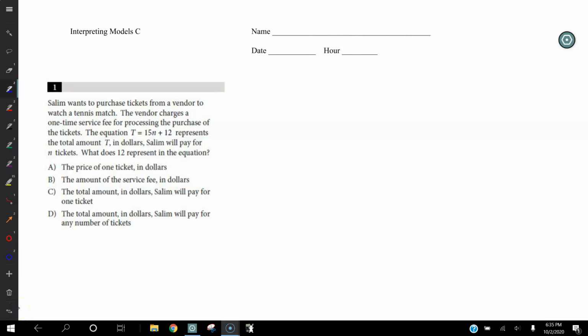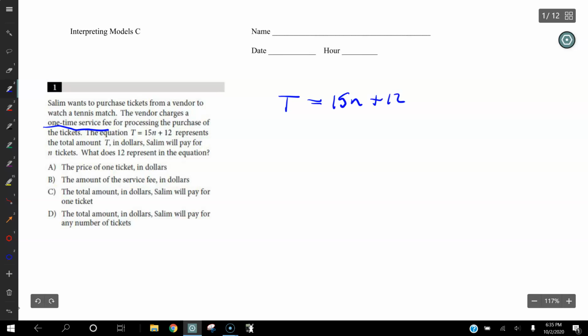All right, Salim wants to purchase tickets from a vendor to watch a tennis match. The vendor charges a one-time service fee for processing the purchase of tickets. Then they give us an equation. T is dollars and N is tickets. So let's write that out. T equals 15N plus 12.